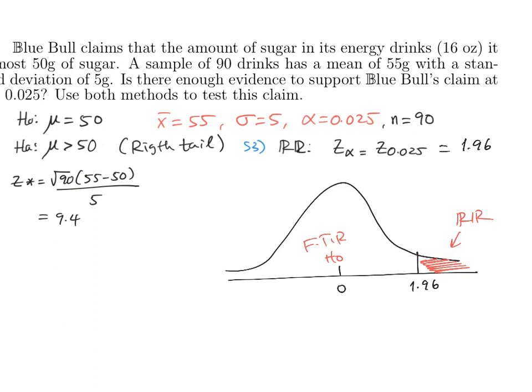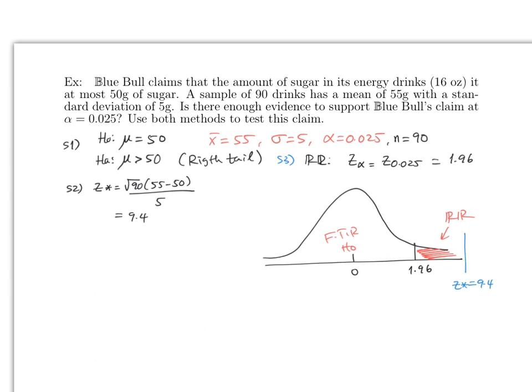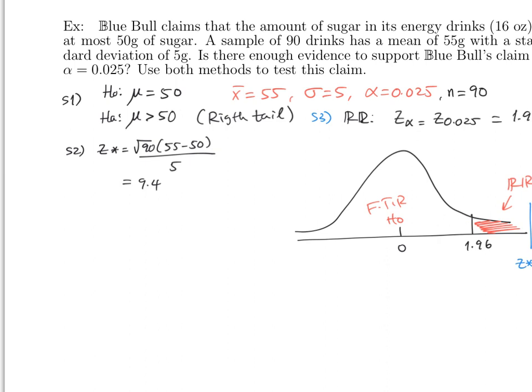9.4. Is that in the rejection region or the failed to reject? Well, clearly it's in the rejection region, right? I mean, really, it is. So then what is the conclusion? Reject H0, which means mu is greater than 50. And then you have to do the explanation, which is what? There is not enough evidence to support the claim that the energy drinks have at most 50 grams of sugar. That's it.